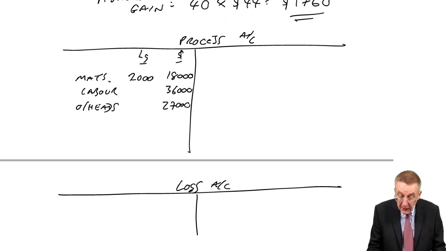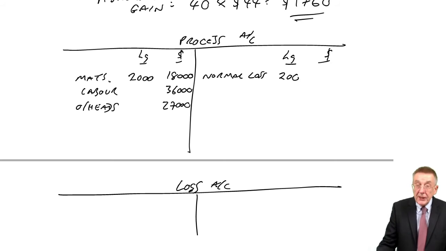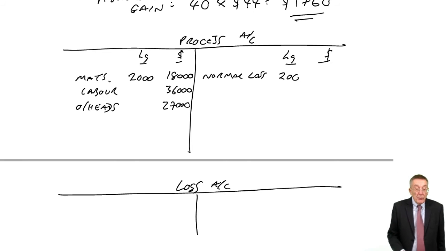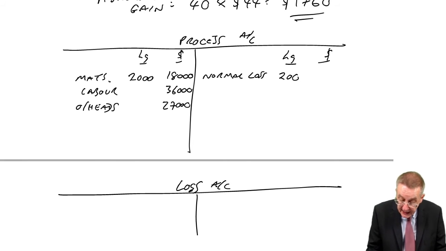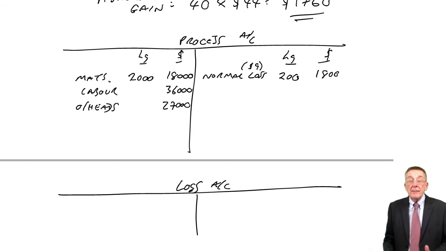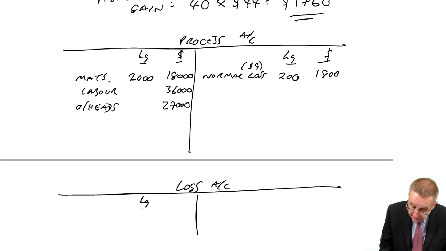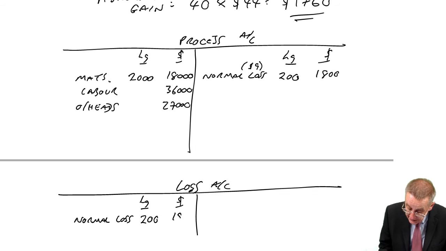Immediately bring in our normal loss. It was 10%, which is 200 units. And we bring in the expected scrap proceeds, $9 a unit, $1,800. And if you remember from last time, the double entry: debit the loss account with the normal loss, 200 kilos, $1,800.